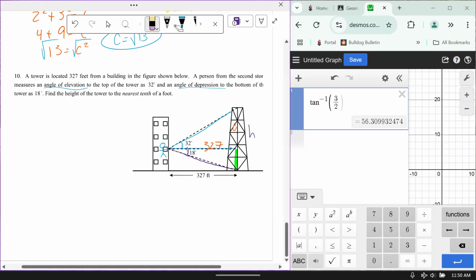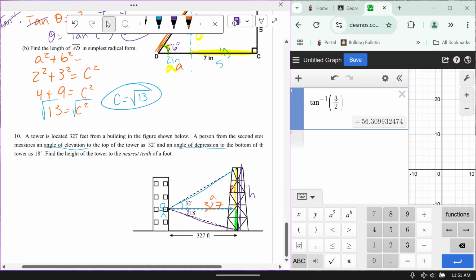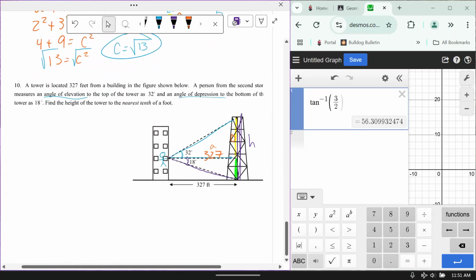Okay, so let's work on our top triangle first. This would be an opposite, and this right here is our adjacent, okay? So if we're looking at our SOHCAHTOA, opposite and adjacent is tangent. So we would have tangent of 32 equals opposite, we're going to call it x, over our adjacent of 327. Multiply this 327 on both sides to cancel it out.